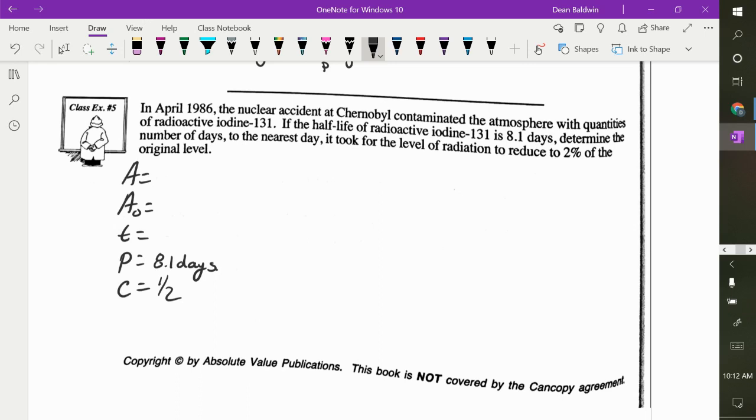Determine the number of days, to the nearest day, it took for the level of radiation to reduce to 2% of the original level. So they don't give us the original. They want to know how long it took to go to 2%. So what is A? 0.02 of A naught, right? The initial. So A is 0.02 of A naught. That's 2% of A naught. Remember in math, of means multiply, right? Remember hearing that at some point? Of? That means multiply. So A naught is still A naught, and we're trying to find T.